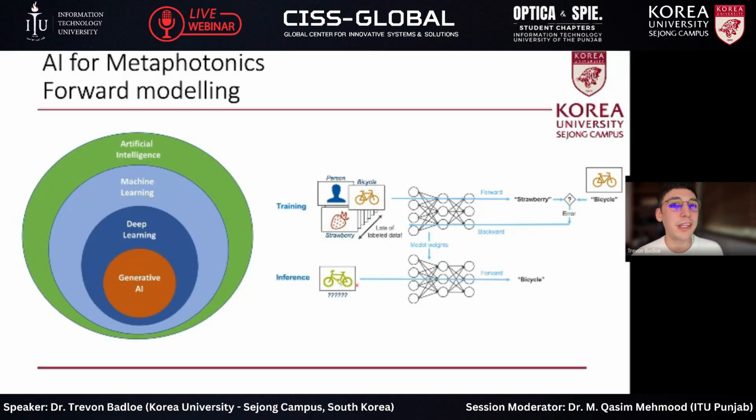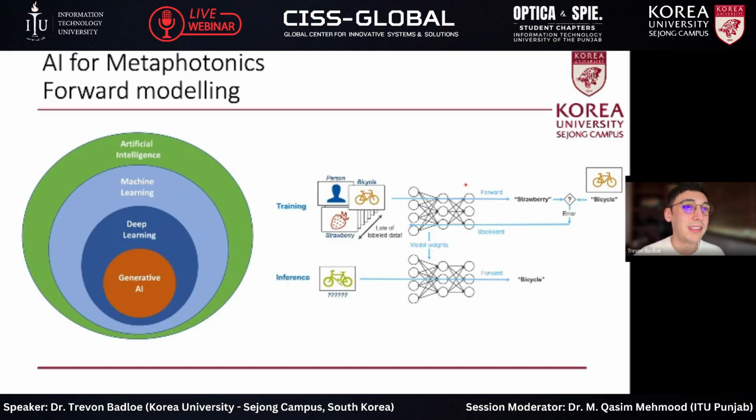This is very interesting for us in terms of design and forward modeling, because it looks very similar to what we want. We have some design, we want to go forward, and we want to find some optical properties. If we can train this model to be very good at transferring between these two domains, we can then have a very fast and efficient way to simulate, but without simulation, right?